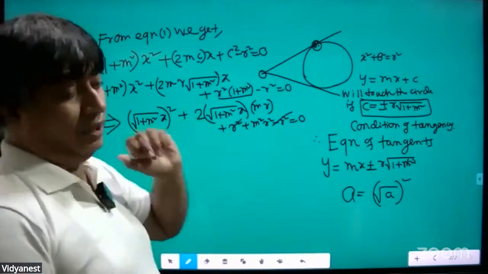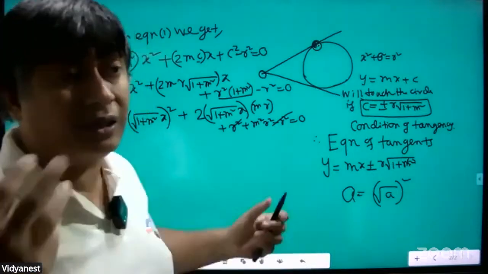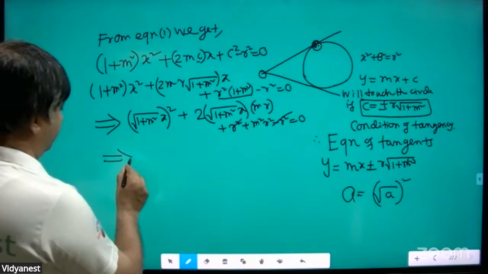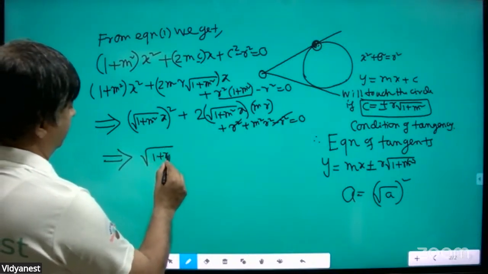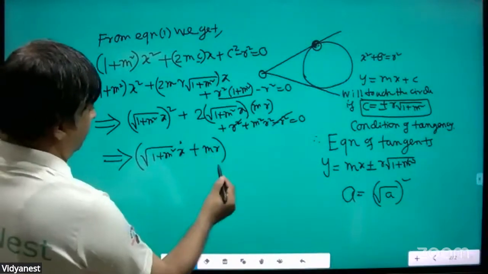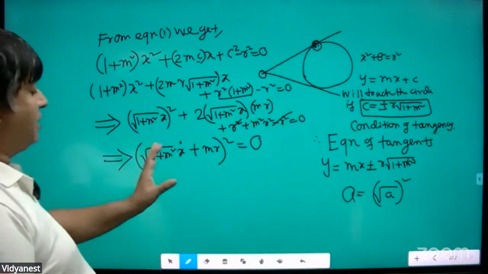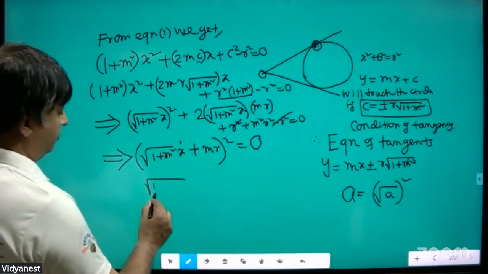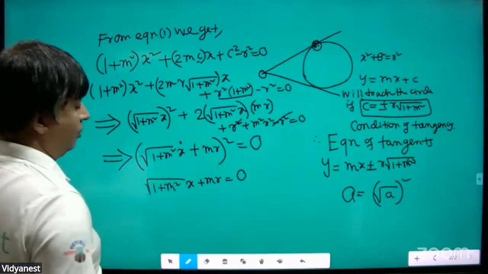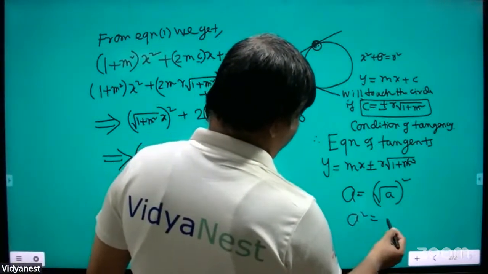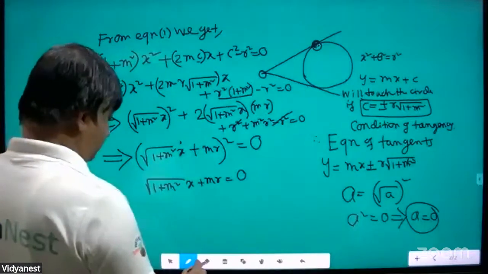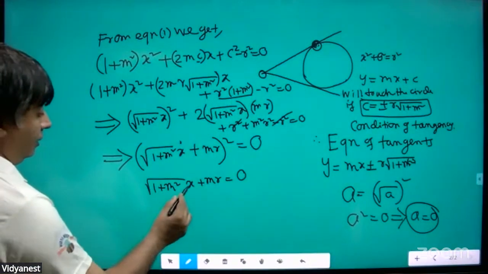Whatever we have got, that is reminding us of what? The childhood formula of a plus b whole square. Remember? So a plus b whole square. If this perfect square becomes 0, then this also will be 0, because we know a square is equal to 0 implies a is equal to 0. So from here the value of x is obtained.